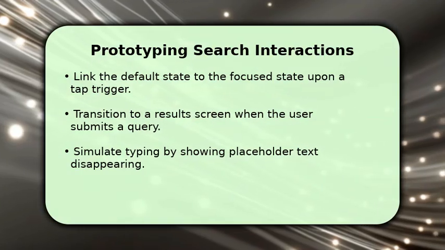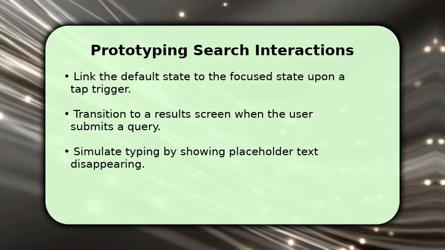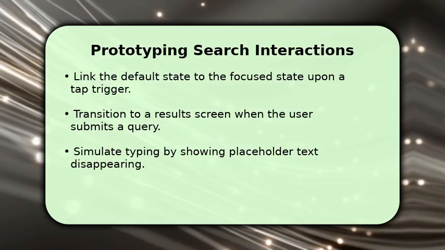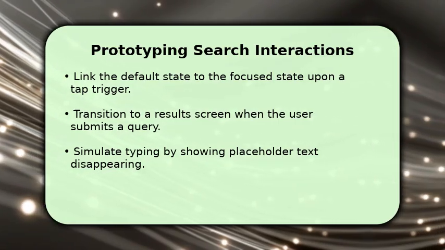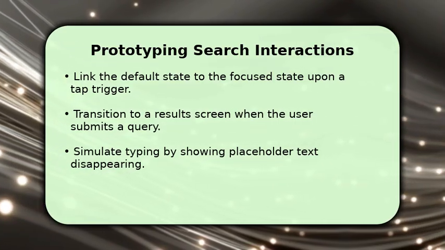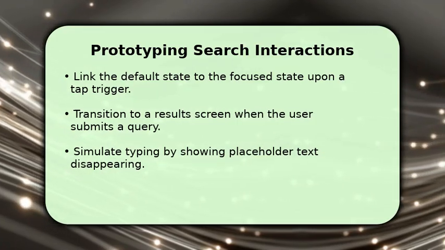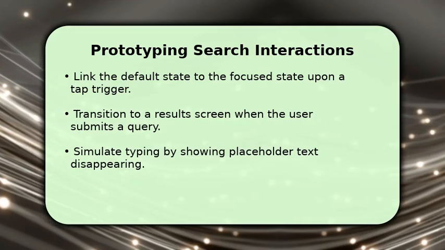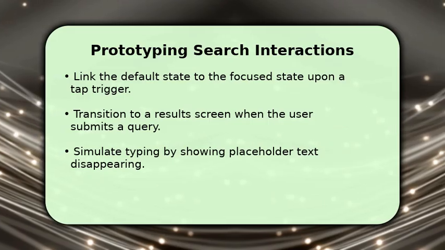Prototyping brings your search bar to life. Connect the default state to the focus state using a tap trigger, perhaps with a 0.3-second auto-animate transition. You can then simulate typing by having placeholder text disappear as the user interacts. Crucially, link the focus state to a new results screen when a return key is pressed, showing the search outcome. This creates a realistic and engaging user flow.